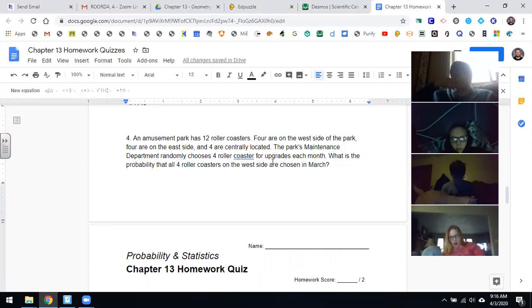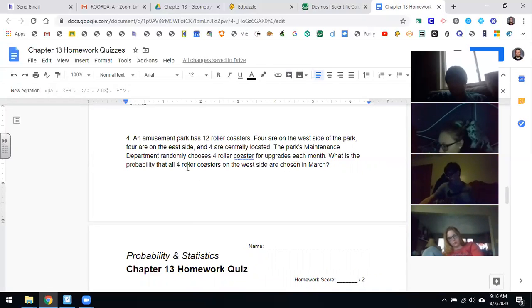Okay, so 4 on the west side, 4 on the east, 4 centrally located, but it says there's a total of 12, which makes sense. 4 plus 4 plus 4 would be 12, okay? So what's the probability that all 4 roller coasters on the west side are chosen?